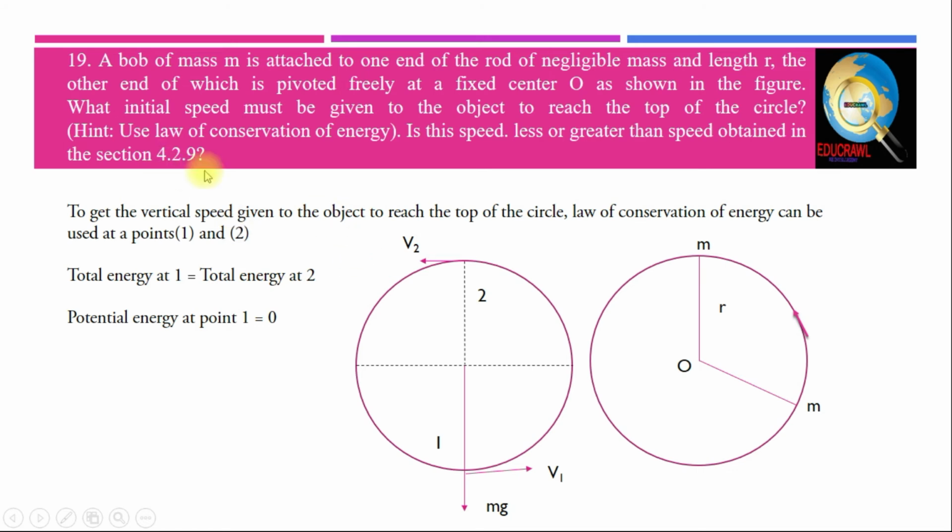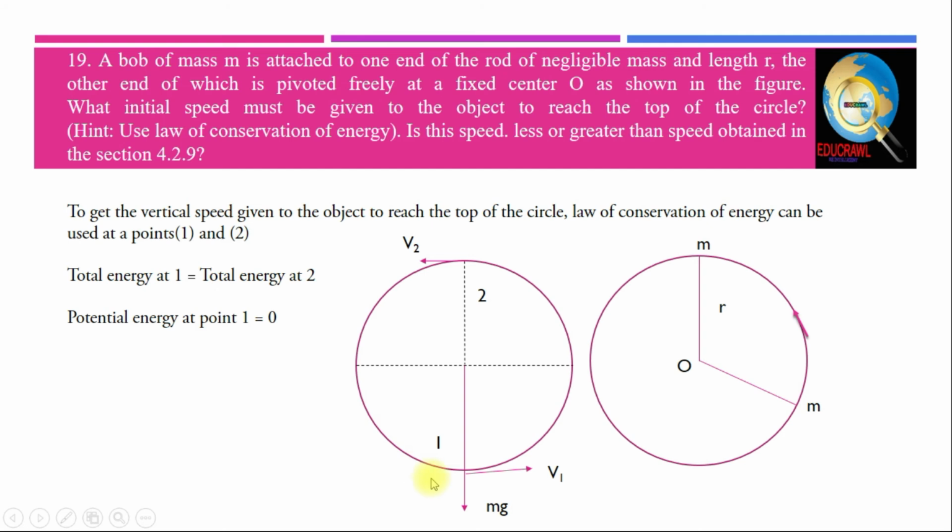Already, while discussing this lesson, we would have discussed what the total energy is, what the maximum vertical speed is, what the minimum speed is. All these things we would have derived in the theory part. The same thing we have to find here and then we have to compare them.